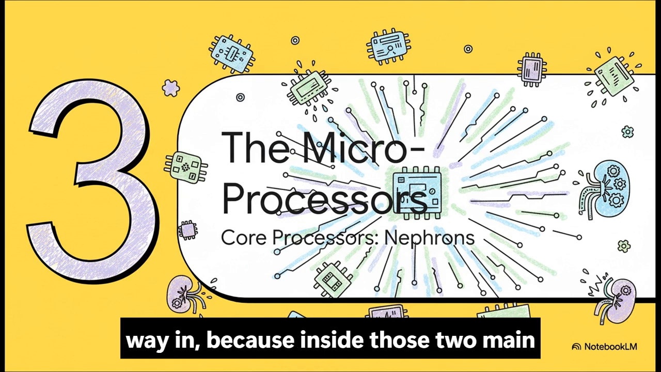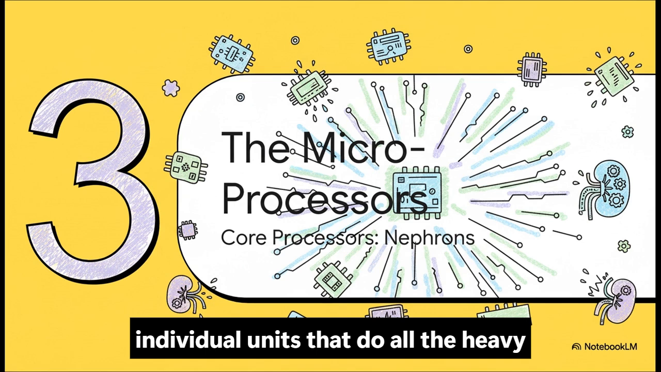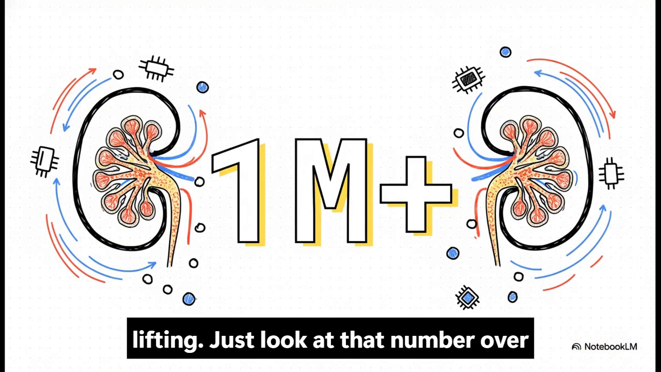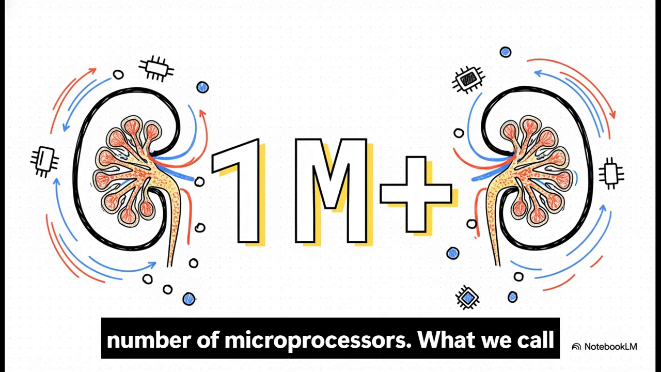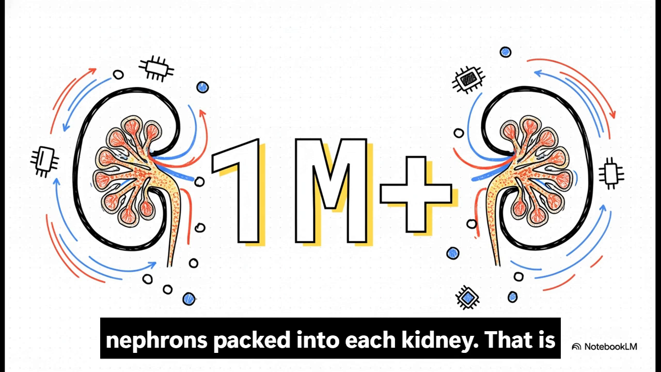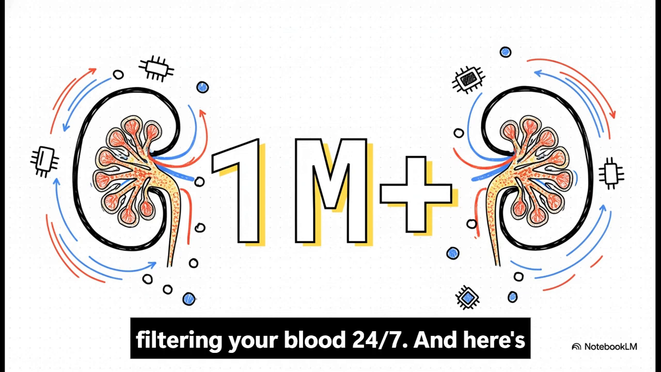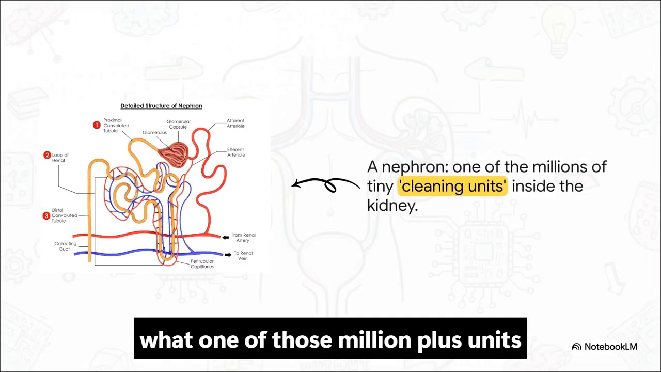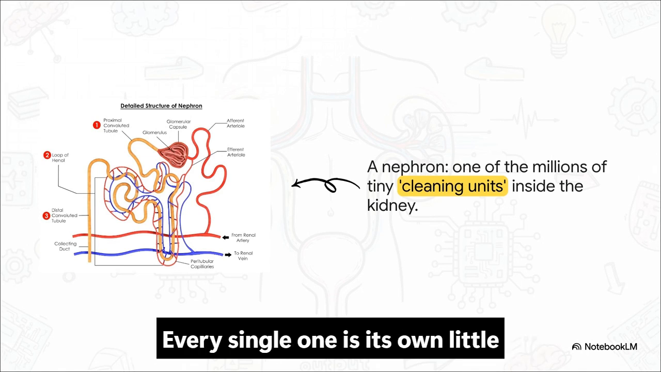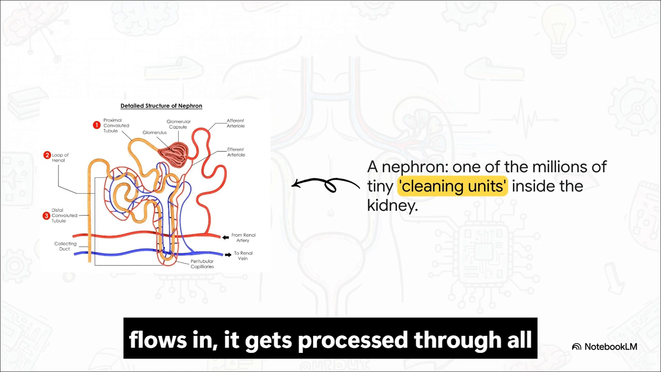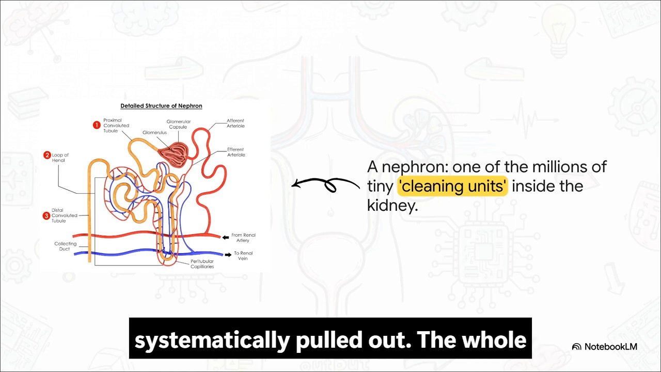Because inside those two main processors are millions of tiny individual units that do all the heavy lifting. Just look at that number. Over 1 million. And get this, that's the rough number of microprocessors, what we call nephrons, packed into each kidney. That is a staggering amount of parallel processing power, all dedicated to filtering your blood 24/7. And here's what one of those million-plus units actually looks like. This is the nephron. Every single one is its own little self-contained cleaning station. Blood flows in, it gets processed through all these complex little tubes, and waste is systematically pulled out.